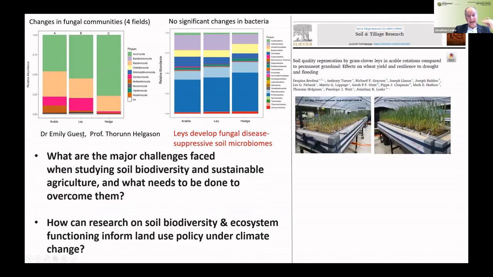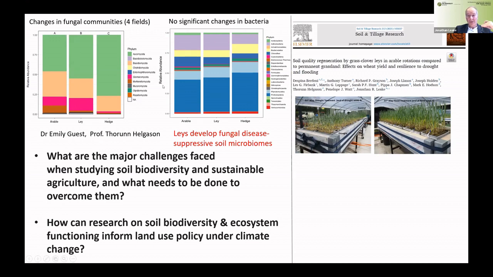Work that Emily Guest, a recently completed PhD student of mine with Thorin Helgeson at the University of York, looked at the communities of mycorrhizal fungi in these systems, and they noted, for example, that the ley increased the diversity of mycorrhizal fungi, and in particular, the abundance of mycorrhizas relative to other fungi. So this is arbuscular mycorrhizal fungi. These are other groups of fungi.